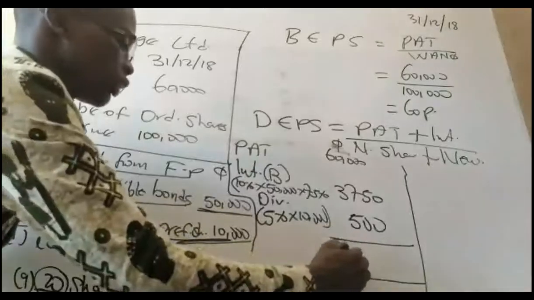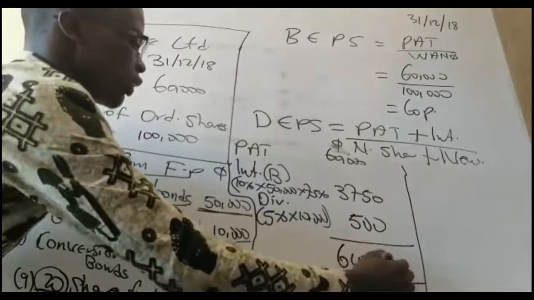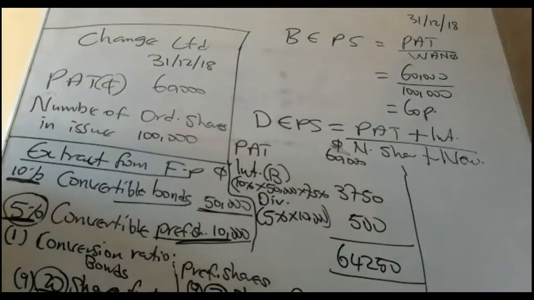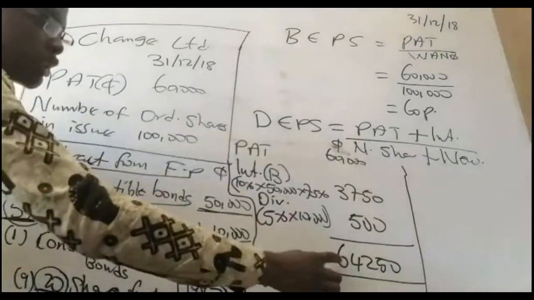64,250. 64,250 Ghana cedis. Now let me also do the number of shares on the other hand. These are workings. Good. So these are the workings, how we arrive at this.